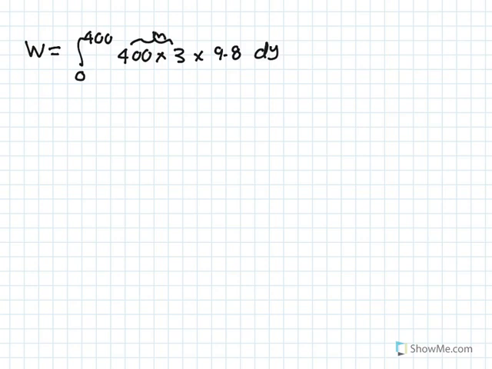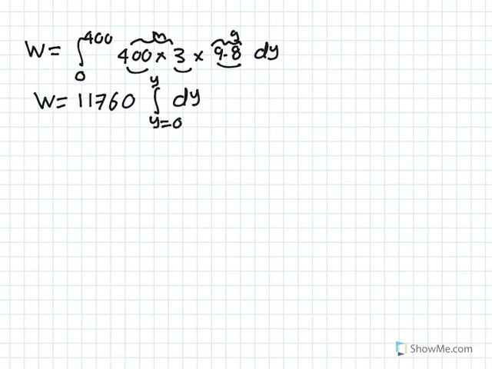So work is equal to the integral from 0 to 400 of 400 times 3 times 9.8 dy. This part is the mass of the 400 meters of cable. This is gravity, that's g, and dy is the distance. So work is equal to 400 times 3 times 9.8. Multiply these numbers out, we get 11760 integral dy, where y goes from 0 to 400. So we're going to get 11760 times the integral of 1 dy, which is just y, evaluated from 0 to 400.